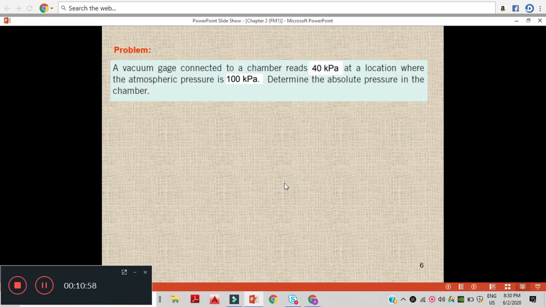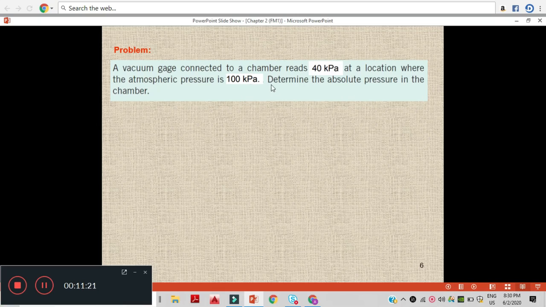So let's see a problem. A vacuum gauge connected to a chamber reads 40 kilopascal. So we have a vacuum pressure of 40 kilopascal on the vacuum gauge, at a location where the atmospheric pressure is 100 kilopascal. Determine the absolute pressure in the chamber.